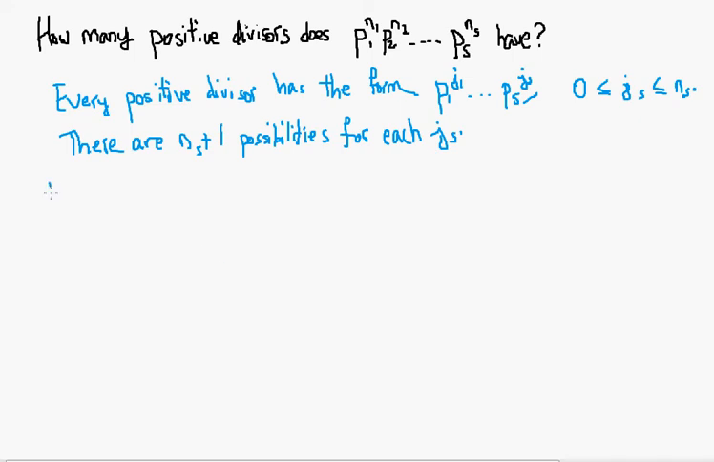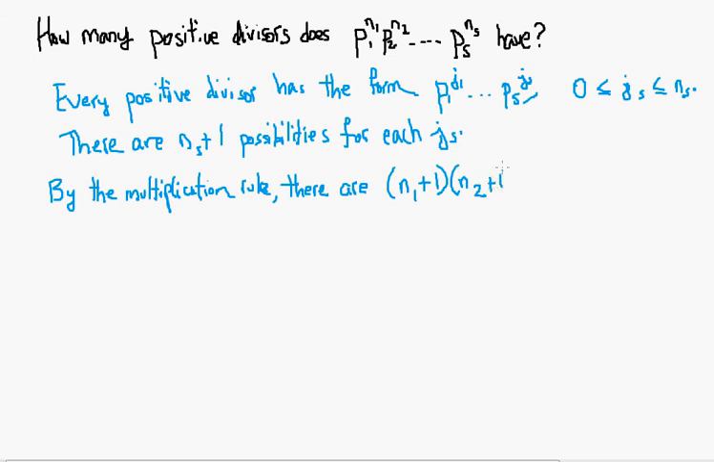So using that same multiplication rule that we used before, by the multiplication rule from combinatorics, there are n sub 1 plus 1 times n sub 2 plus 1 through n sub s plus 1 positive factors. So that's the formula.